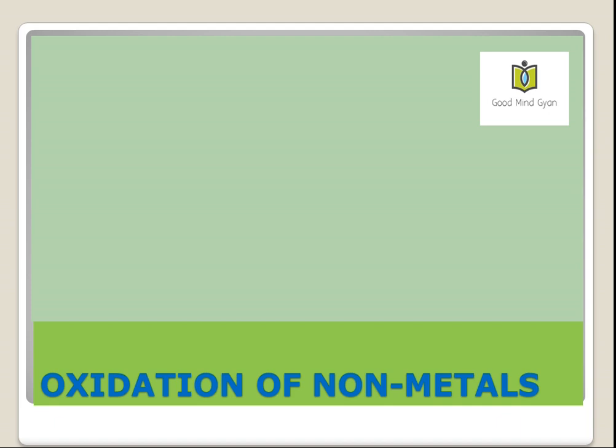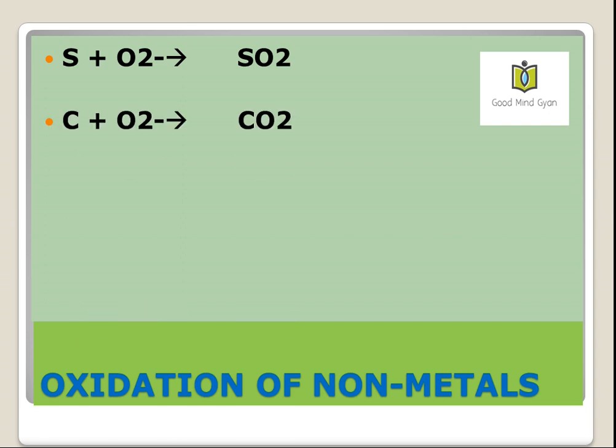What is oxidation of non-metals? Non-metals such as sulfur react with oxygen to give sulfur dioxide. Carbon reacts with oxygen to give carbon dioxide. And phosphorus reacts with oxygen to give phosphorus pentoxide. So here sulfur, carbon and phosphorus are non-metals getting oxidized to give the products sulfur dioxide, carbon dioxide and phosphorus pentoxide.